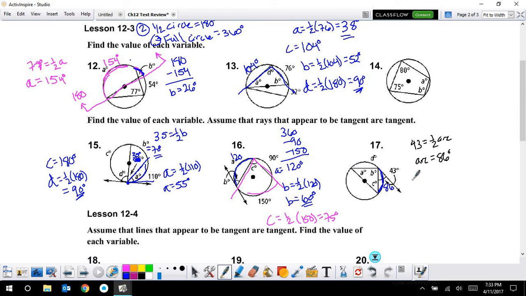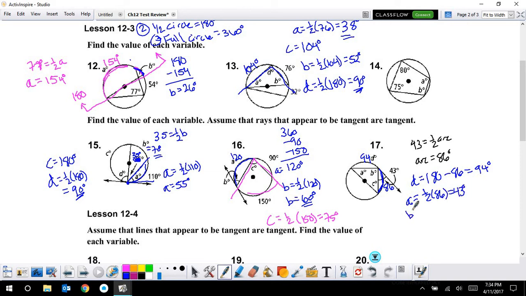So to find D, we know half a circle is 180 degrees. We've already spent 86 degrees on that arc that we just found. So you're left with D is going to be 94 degrees. So now we got to look at those inscribed angles. So angle A opens up towards the arc of 86. So angle A is half the 86, which is 43 degrees.